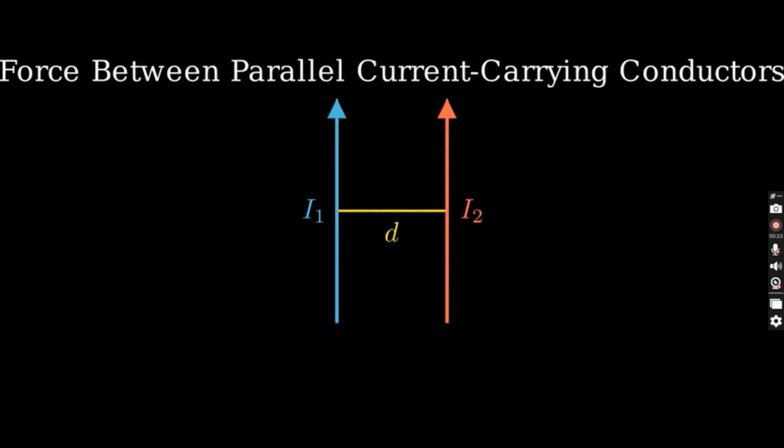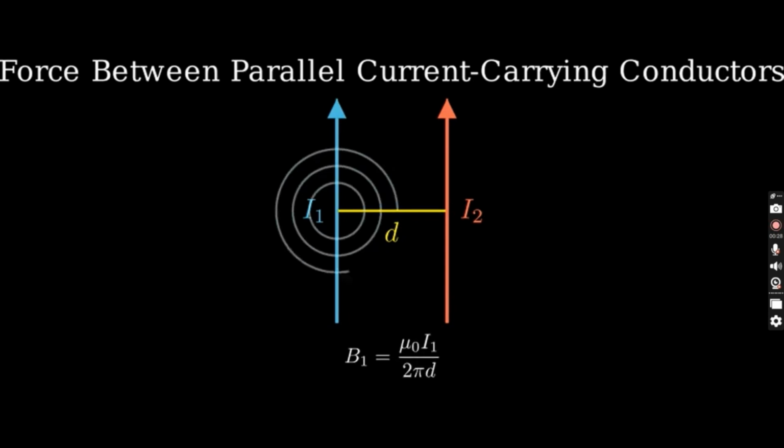Let's first find the magnetic field B1 created by the first conductor. According to Ampere's law, the magnetic field at a distance d from a long straight conductor is given by B equals mu naught I1 divided by 2 pi d. The magnetic field forms circular loops around the conductor, following the right-hand rule. At the location of the second conductor, the magnetic field points into the screen.